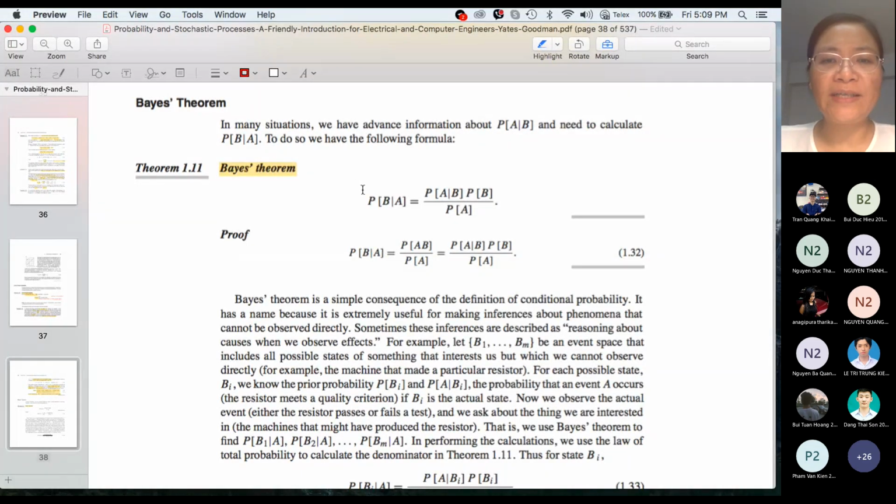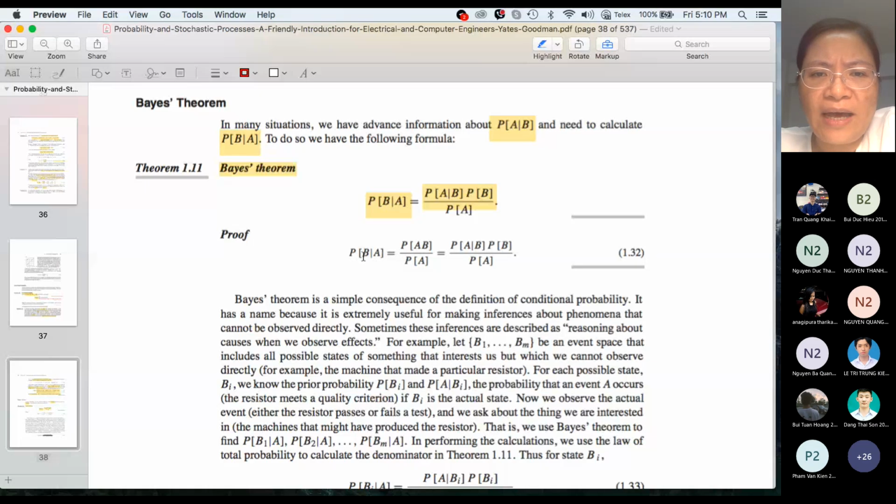Bayes theorem says that when we have the probability of A given B, now we reverse. We want to find the probability of B given A. Probability of B given A equals probability of AB over probability of A. However, probability of AB equals probability of A given B times probability of B. Okay, so here is the theorem.